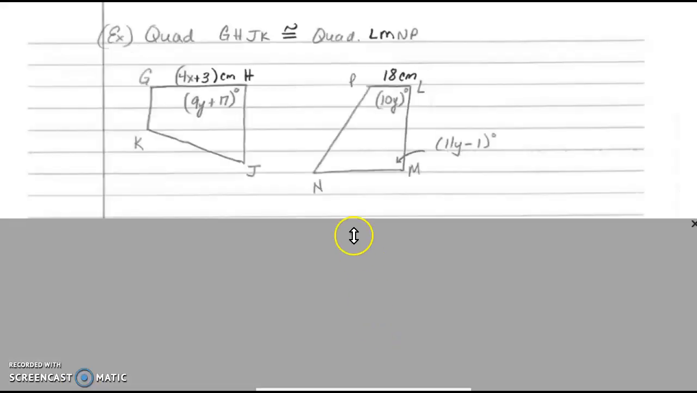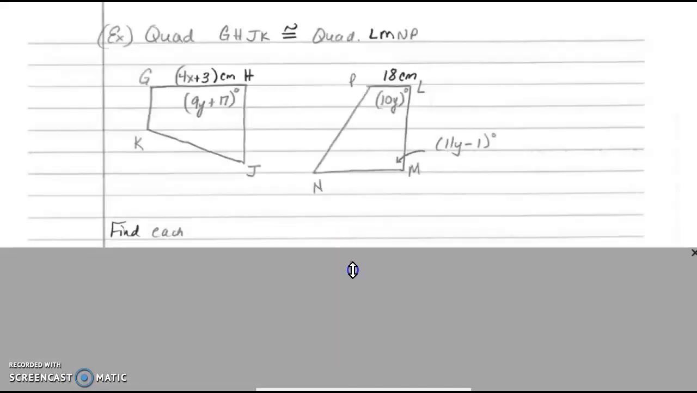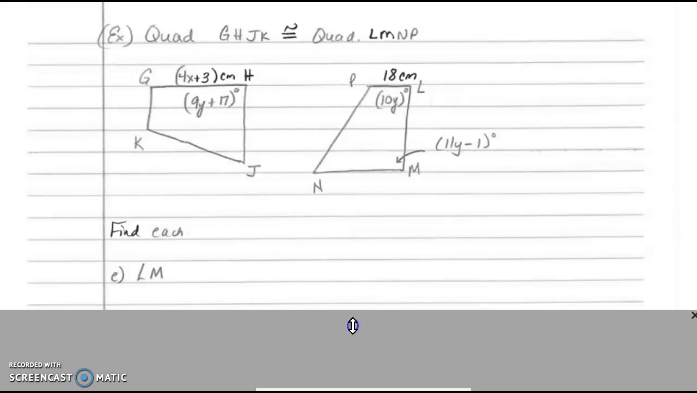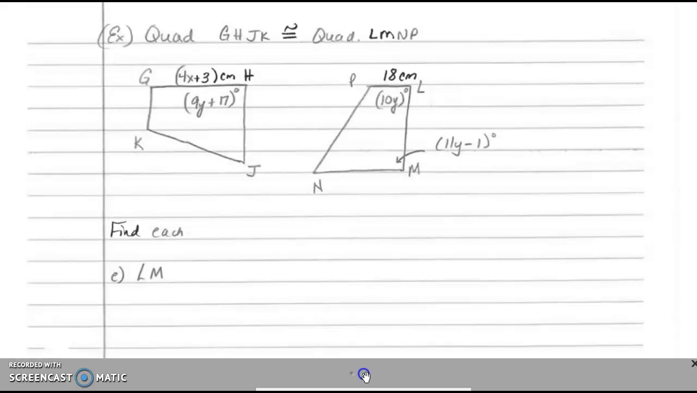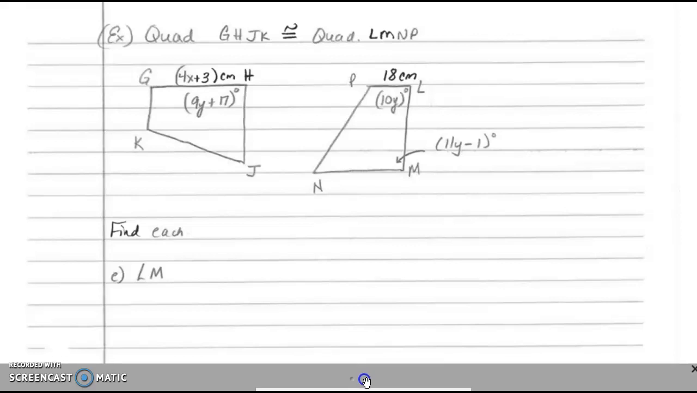All right, so what I want you to find from this is the length of side LM. Write an equation, and then find x, and then find the length of side LM. Do I have enough information to find LM? Oh, yeah? No? I don't feel like I do.